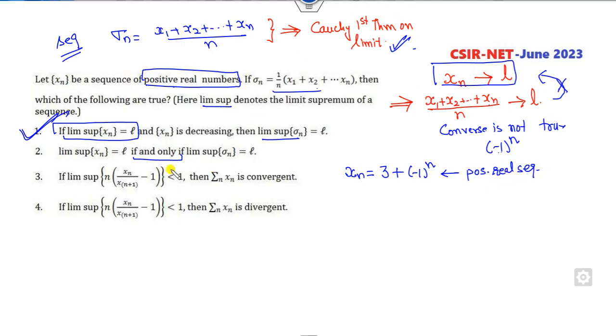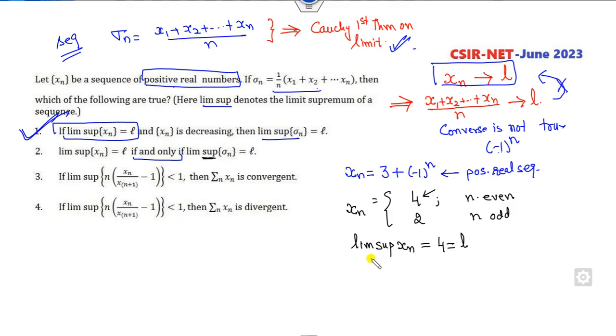Fine. Now you have to find the supremum. Again it's -1 to +1. So I can take n even, it's 4. When n is odd, it is 2. Fine. So what is the supremum of this xn? Supremum is 4. Limit sup of xn is 4, which is my L.